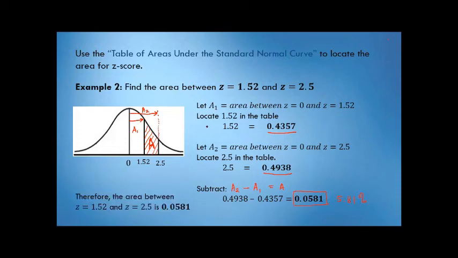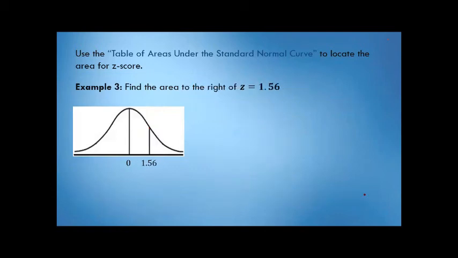So by conclusion, the area between 1.52 and 2.5 is 0.0581 or 5.81%. Now, let's have another example of finding the area. So this time, ito yung pinapahanap. Example number 3, find the area to the right of z equals 1.56. Isa lang ang given na z-score, pero ang pinapahanap ay yung nasa kanan niya.